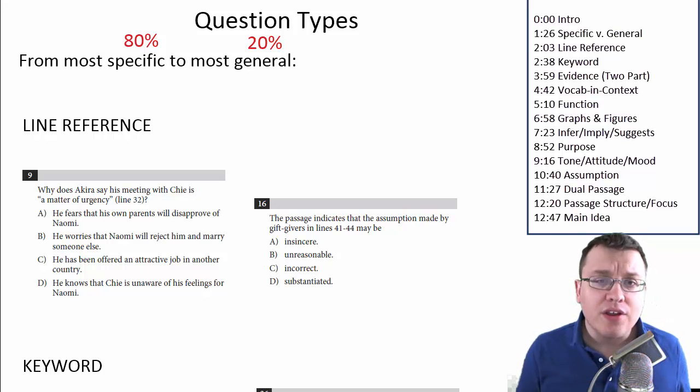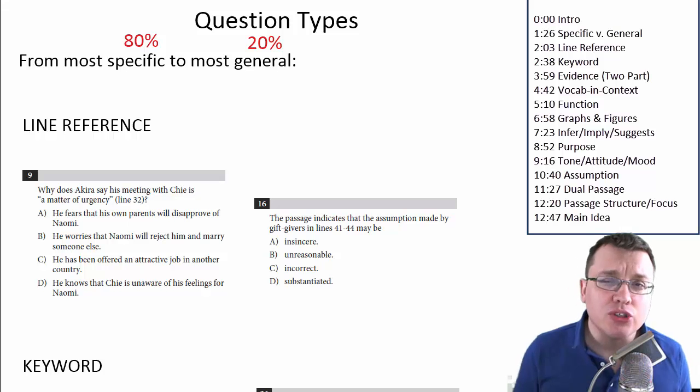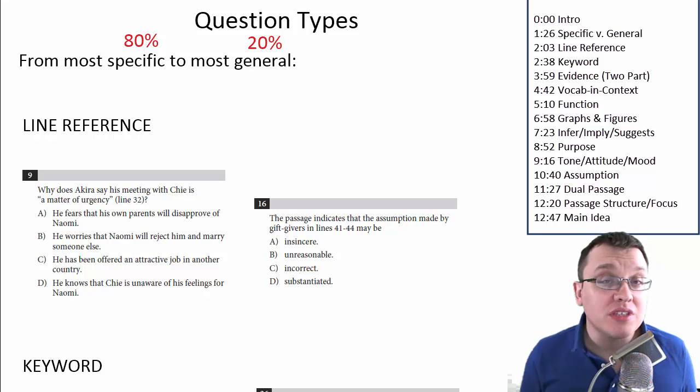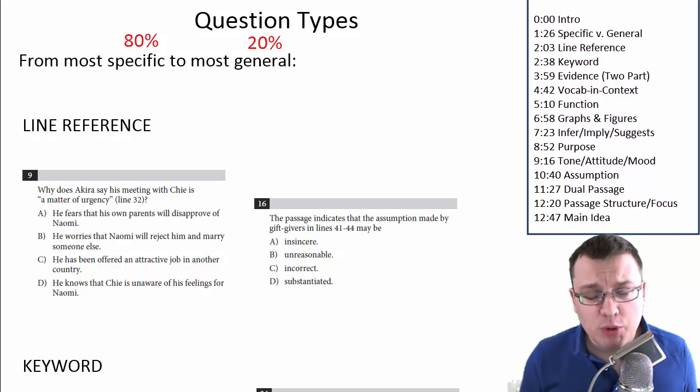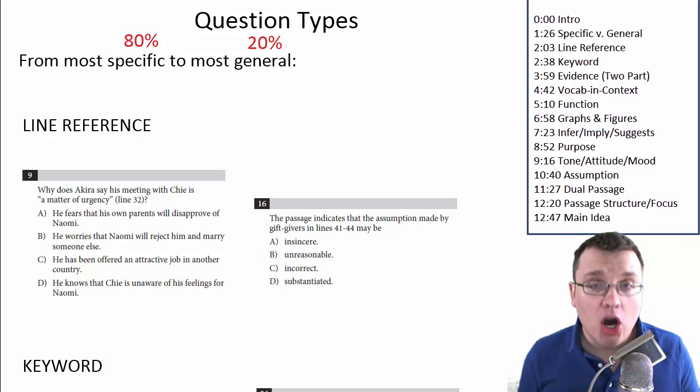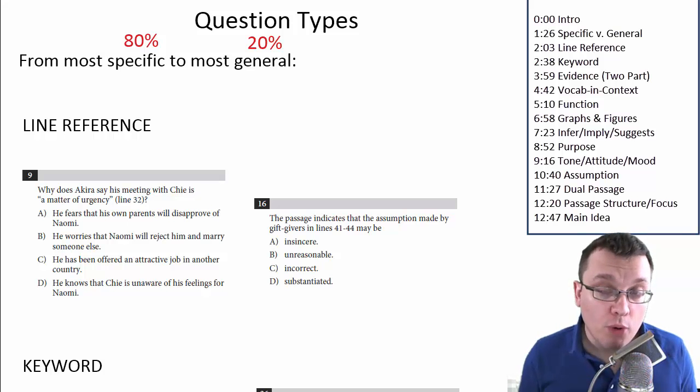One other point, there are other question types. This is not an exhaustive list. This is just a list of the most common questions. So keep that in mind. There could be some strange ones that pop up occasionally. And as the College Board releases more practice tests, I'll be adding on to the series to address any additional question types that seem to become more popular.